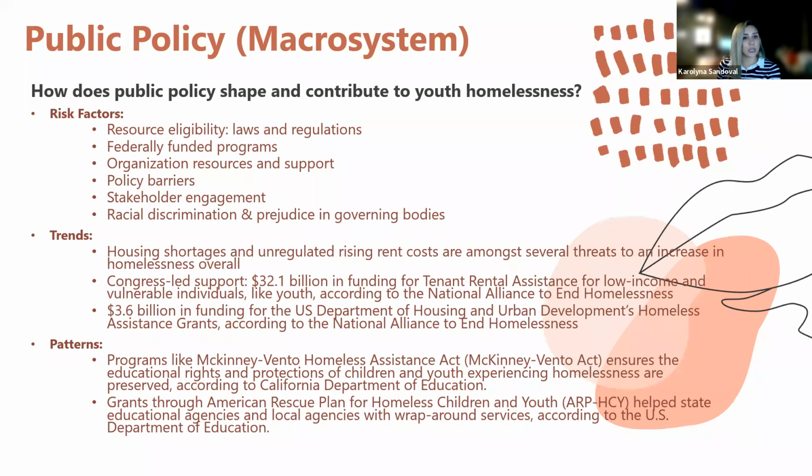access to. And then grants through the American Rescue Plan for homeless children and youth helped state educational agencies and local agencies with wraparound services. This was according to the U.S. Department of Education. And the wraparound services are intended to be like a one-stop shop for homeless youth, where they can get medical, educational resources, but also case management support, foster care referral, and get connected to a social worker that could actually oversee their case.